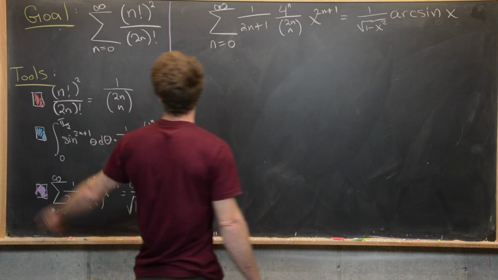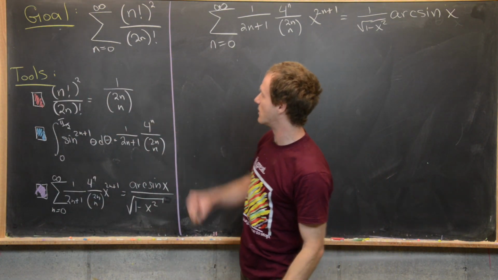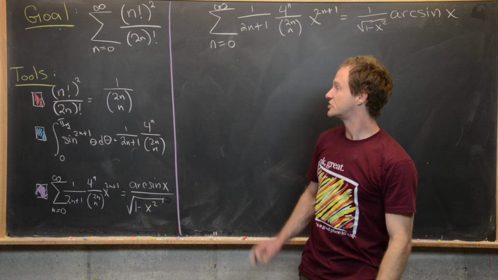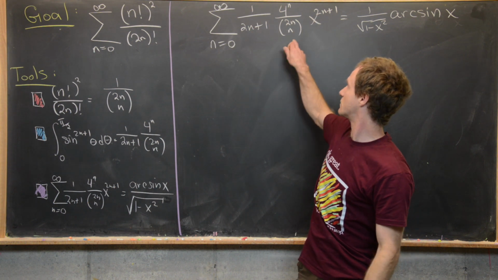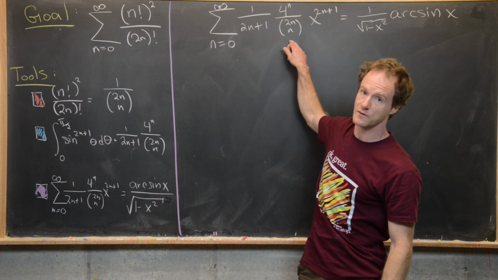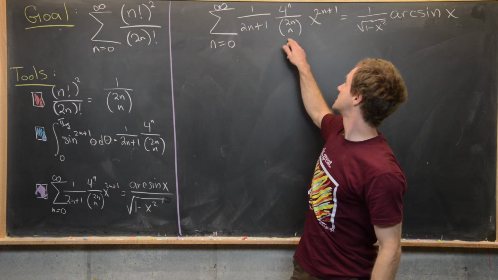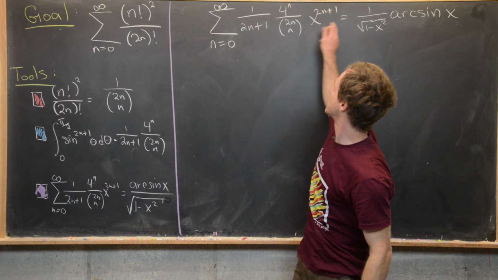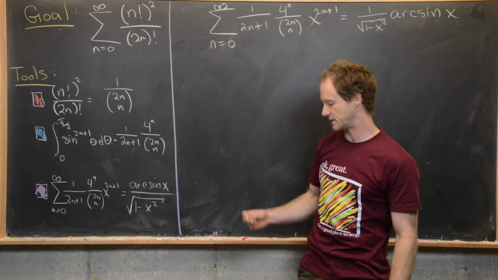So notice that we can rewrite our crazy factorial sum just as a sum of this reciprocal of central binomial coefficients. So we have to think about how to take this left-hand side, which involves the central binomial coefficient in the denominator, and manipulate it until everything else disappears. In other words, the 4 to the n disappears, the x to the 2n plus 1 disappears, and the 1 over 2n plus 1 disappears.